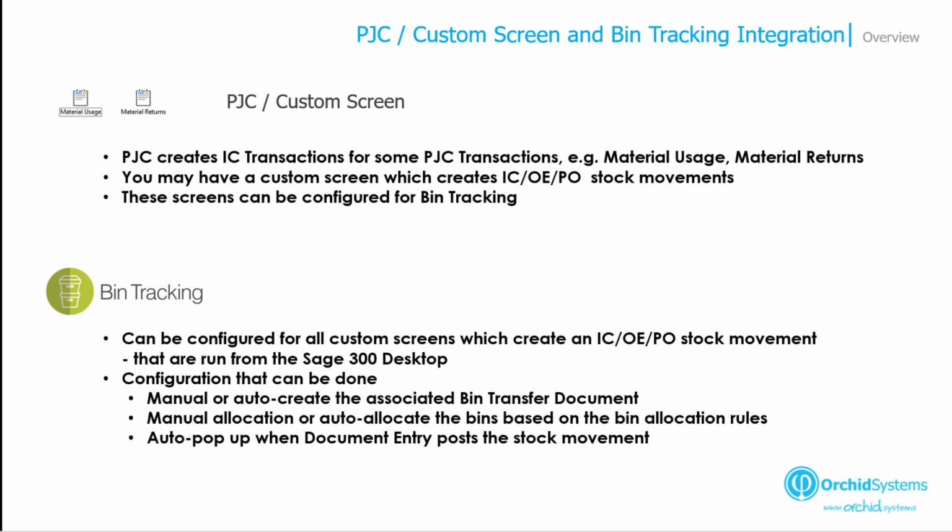In bin tracking, you can configure such that bin tracking recognizes the custom screen is running, and for that screen you can configure whether the bin transfer document is auto-created or manually created, and if you're auto-creating, do you want to auto-allocate the bins and the rules under which you're going to allocate the pick or put away bins, and whether or not you want the screen to auto-pop up when the document entry posts and the stock movement is created.